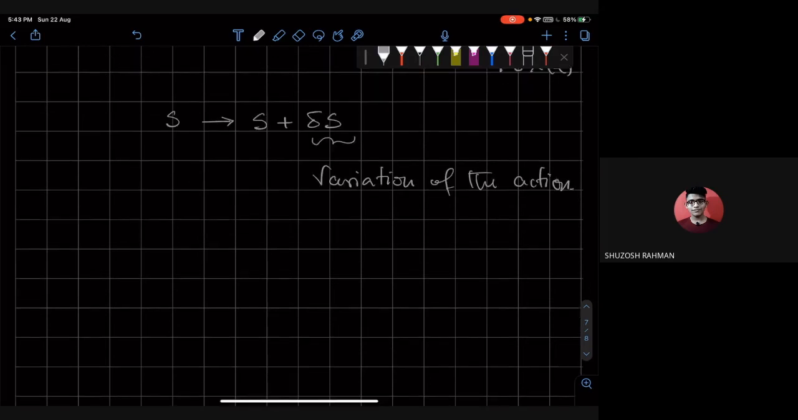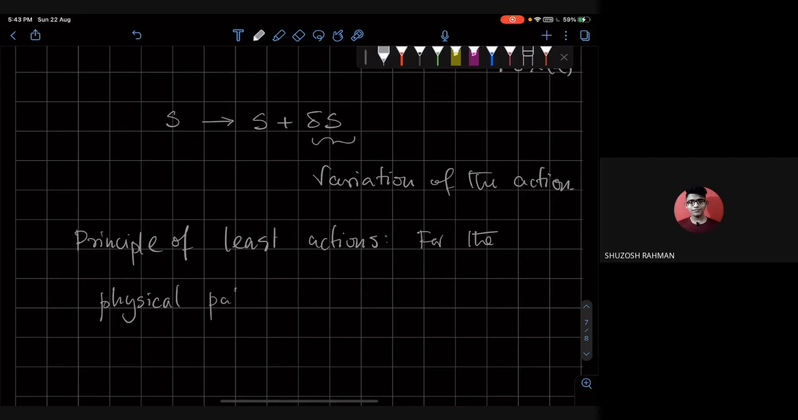And then the principle of least action says that for the physical path x of t, the variation of the action is 0. As simple as that. Okay, so I'll make some comments, and then perhaps we can take some questions.